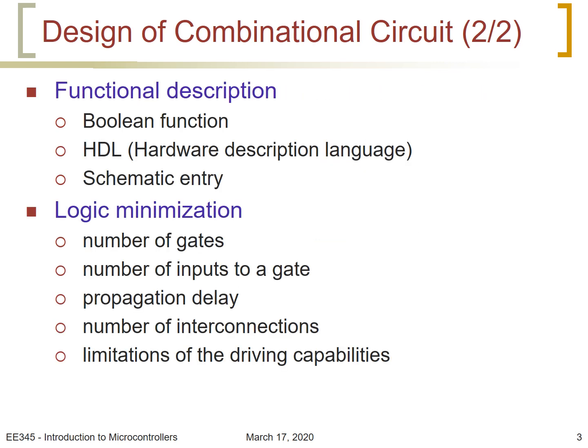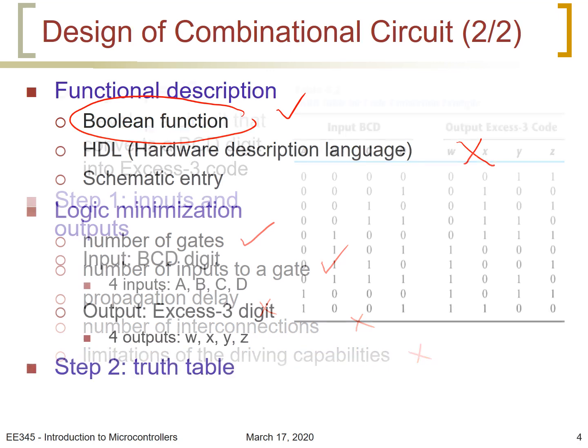In our course, we deal only with Boolean functions for the description of the circuit, and we don't look at the hardware description language because this applies when the circuits are very large, which is not our case. When we look at logic minimization, we usually minimize the number of gates that we use in the design and then the number of inputs to the gate, which we call the number of literals. We don't look at the propagation delay and number of interconnections and limitations of the driving capabilities, which we covered earlier. We call them fan.